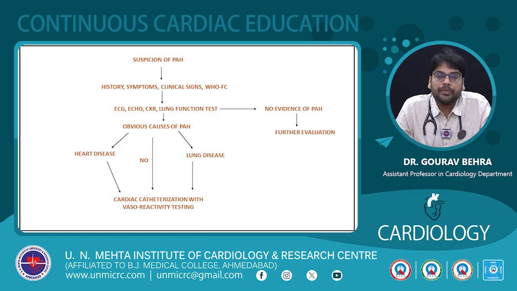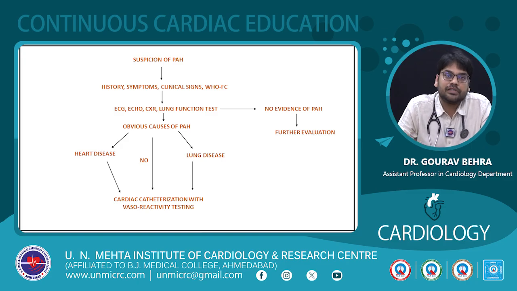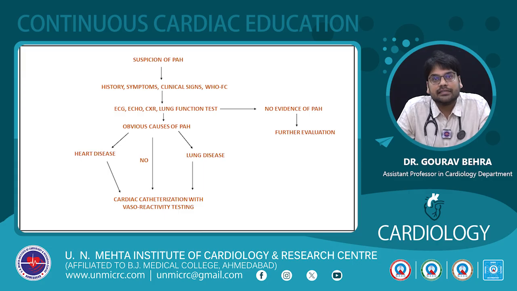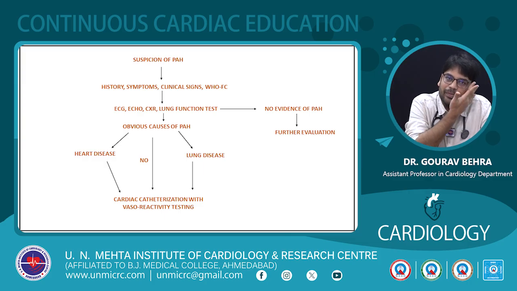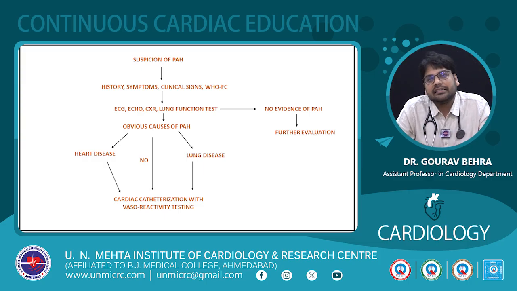So when you suspect a patient having PH, the things you should look for are the history, what symptoms the patient is having, the clinical signs, and the functional classification of the patient. A patient with PH mainly has decreased functional capacity. After suspecting PH, you will go for investigations like ECG, echo, X-ray, or pulmonary function test. If you find no evidence of PH, then it is less likely the patient has PH, because you will definitely get a sign from these investigations.